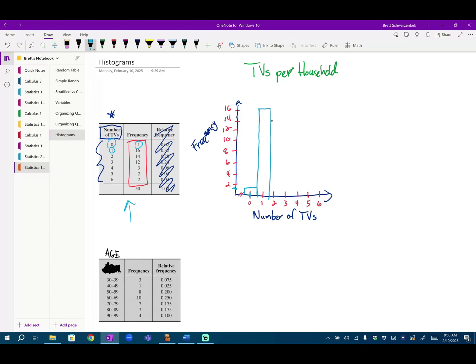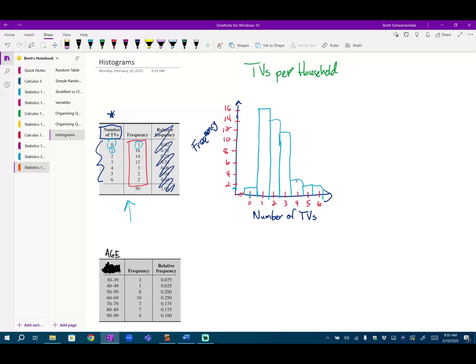For 2, we have the number 14. For 3, we have 12. For 4, we have 3. For 5 and 6, we have 2. Messed that up a little bit. Okay. So this, in a nutshell, is your histogram.